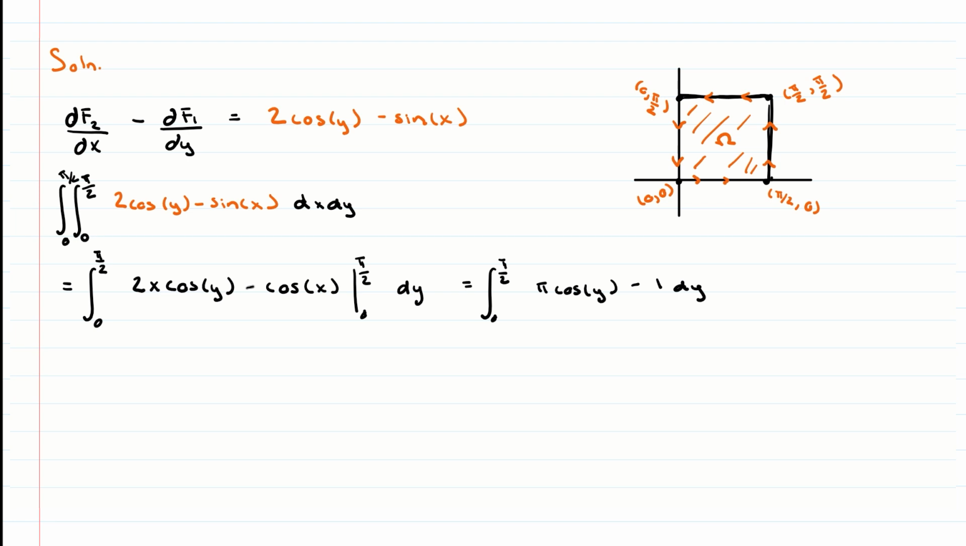So now we're going to integrate again with respect to y. So we're going to find the integral of pi cosine of y minus 1. And this gives us pi times sine of y minus y. And of course, we'll plug in bounds 0 to pi over 2. When we plug in, we get pi minus pi over 2. And that gives us a final answer of pi over 2.